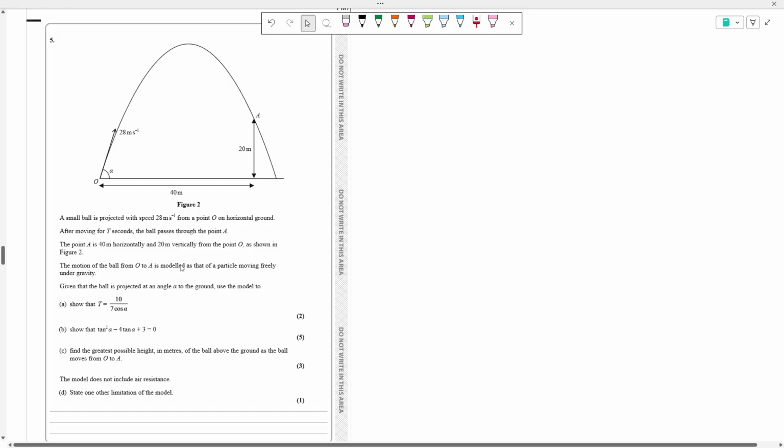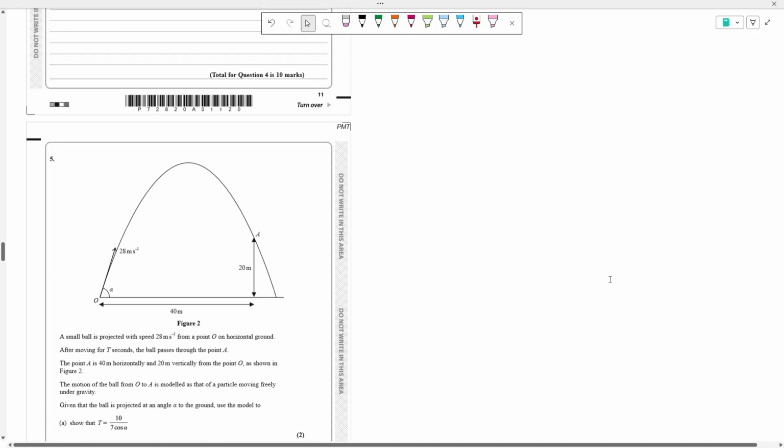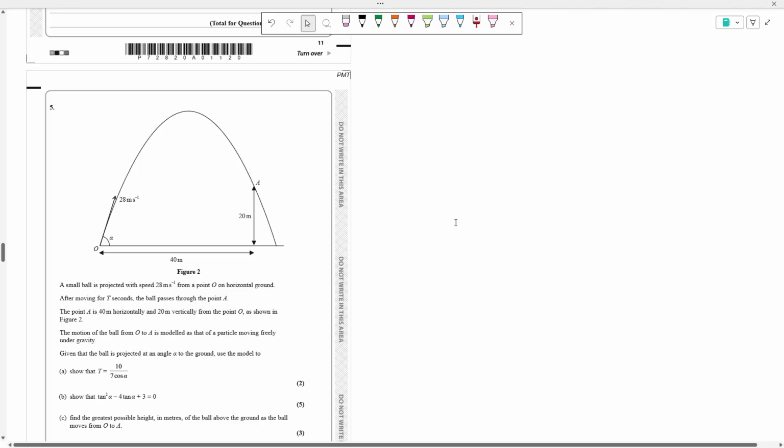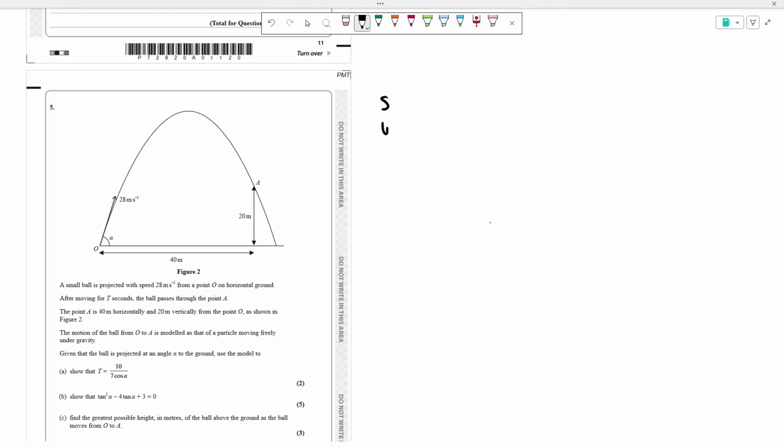Okay, so this is a projectiles question. And there is one way that I like to do projectiles, and it works every single time. What you're going to do is make two suvats. Again, one for the x component and one for the y component.